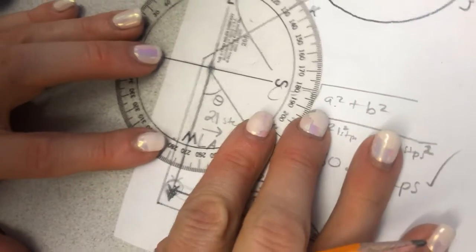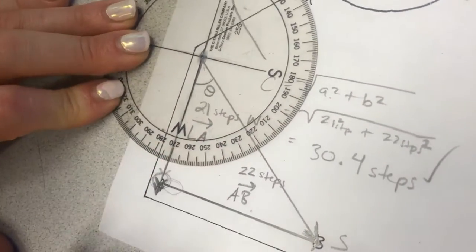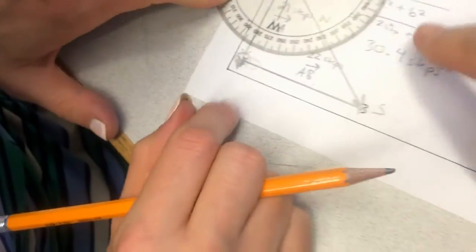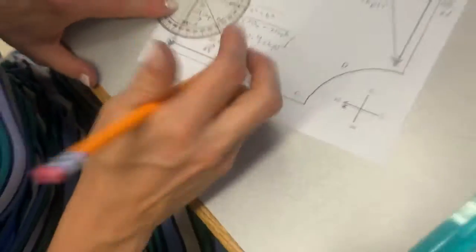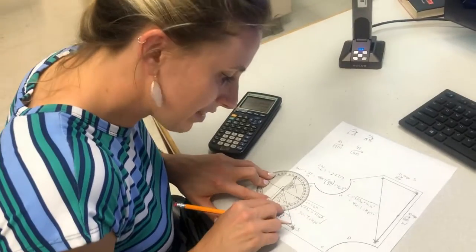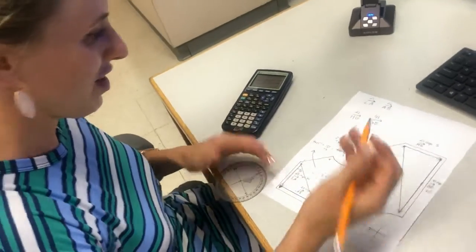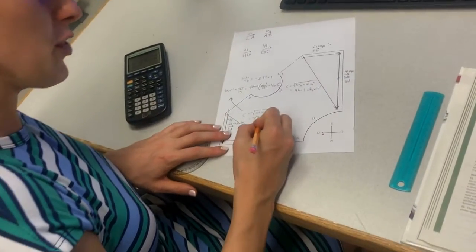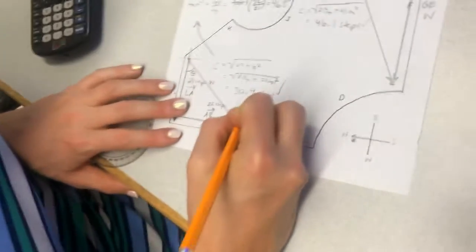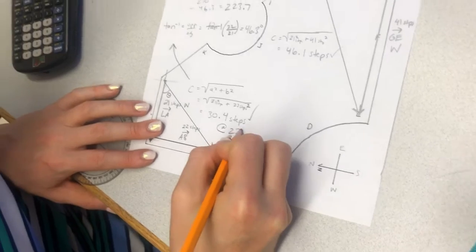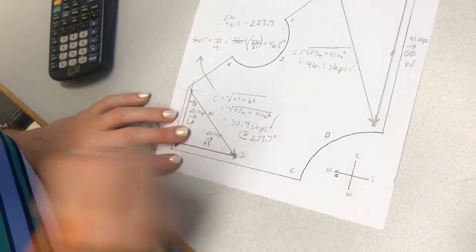No, lift your hand up. Right here? Yeah, see, it's 223 degrees. Whoops, I moved it. It was right on it. Right there, 223. Trigonometry works. Woohoo! So our full answer is going to be 30.4 steps at 223.7 degrees.